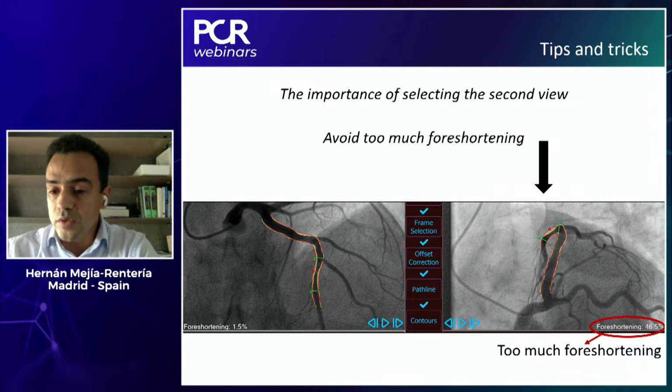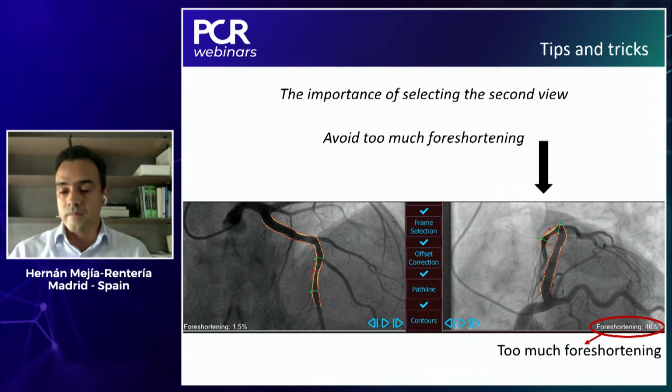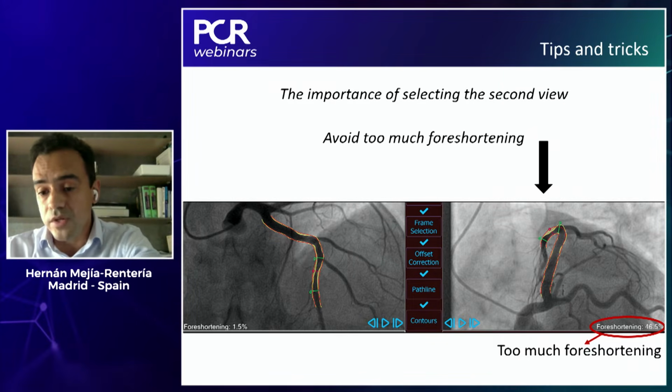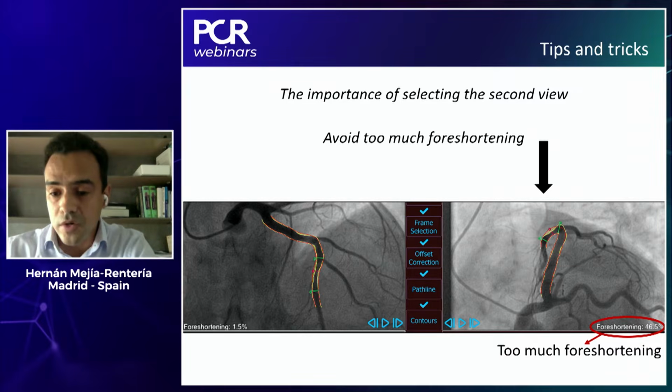Besides, it is also important to avoid excessive foreshortening. We can have two views separated by more than 25 degrees, for which the vision angle is perpendicular to the lesion between both views. But despite that, you also need to pay attention to the foreshortening. For example, the second view in this case is not appropriate because the vessel segment has a foreshortening of 46 degrees, which obviously will affect the three-dimensional reconstruction of the vessel. Therefore, in the process of selecting the second view, we also need to avoid too much foreshortening.